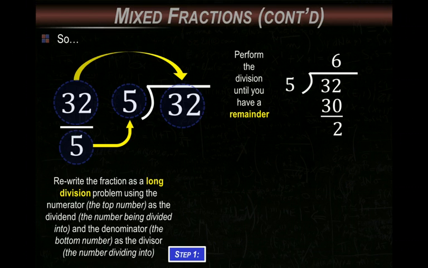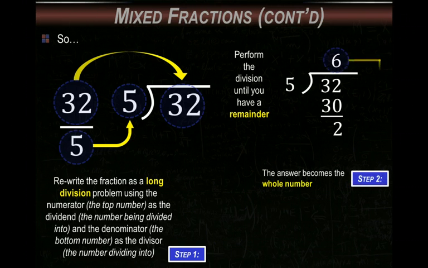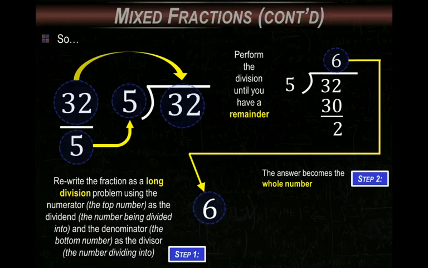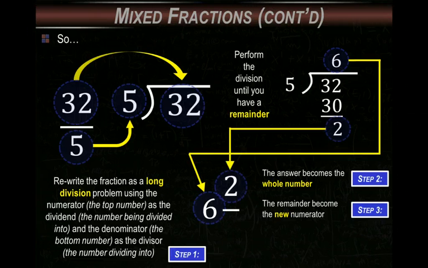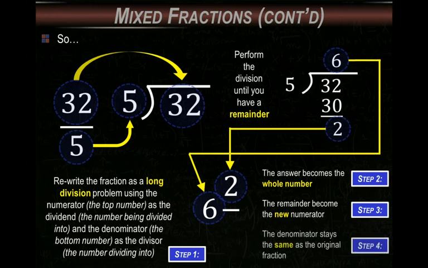The answer and the remainder. The answer, 6, becomes the whole number portion. The remainder becomes the new numerator. And the denominator stays the same. The denominator doesn't change. So the 5 stays where it is. And we're done. Okay? So this is another 4-step process to turn something like 32 over 5 into 6 2/5.